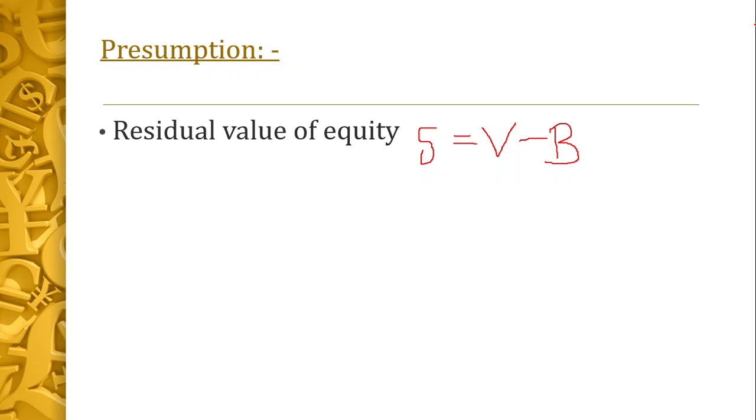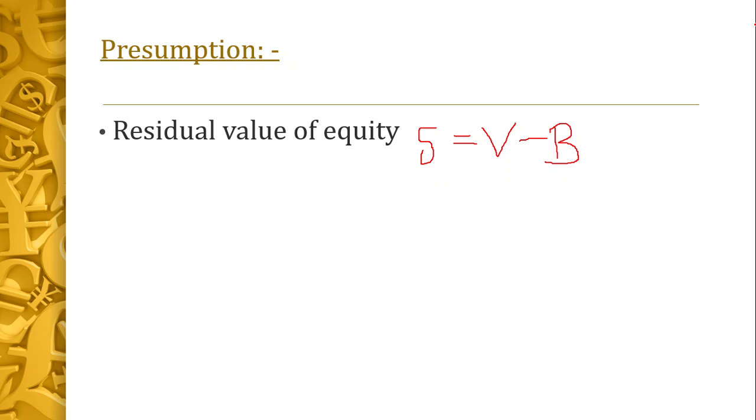S is equal to V minus B, where what does S stand for? You can know the total value of equity when you deduct the total value of debt, represented by B, from the total value of the firm, which is represented by V. Then you get the total value of equity. So, under the NI approach, how did you use to calculate the value of shares or S?